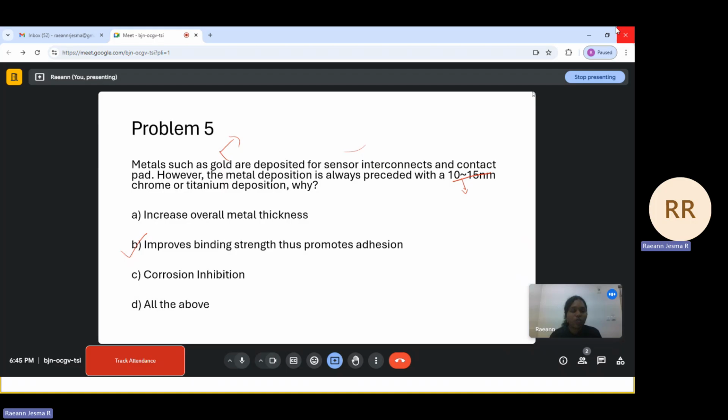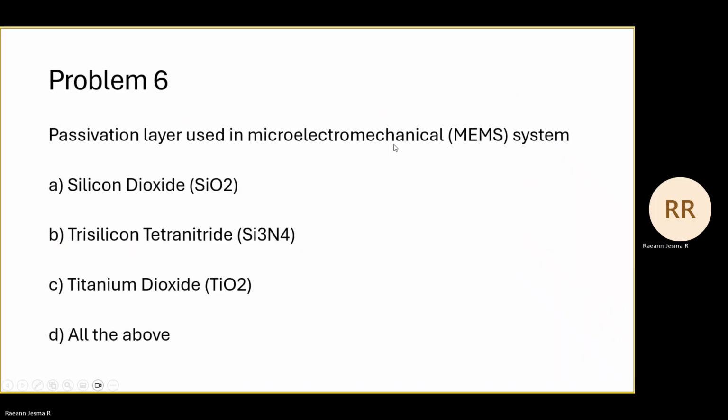Now let us move on to the next question. Problem 6. Passivation layer is used in microelectromechanical systems, MEMS. So which passivation layer is used? Option A, silicon dioxide, SiO2. Option B, trisilicon tetranitride, Si3N4. Option C, titanium dioxide. Option D, all the above. So which is the correct answer?